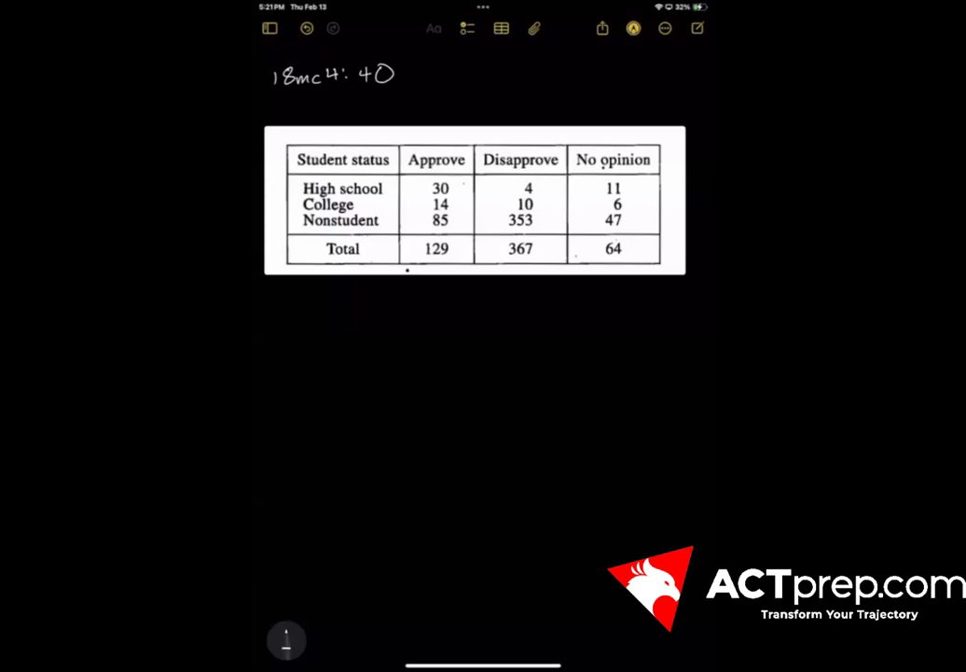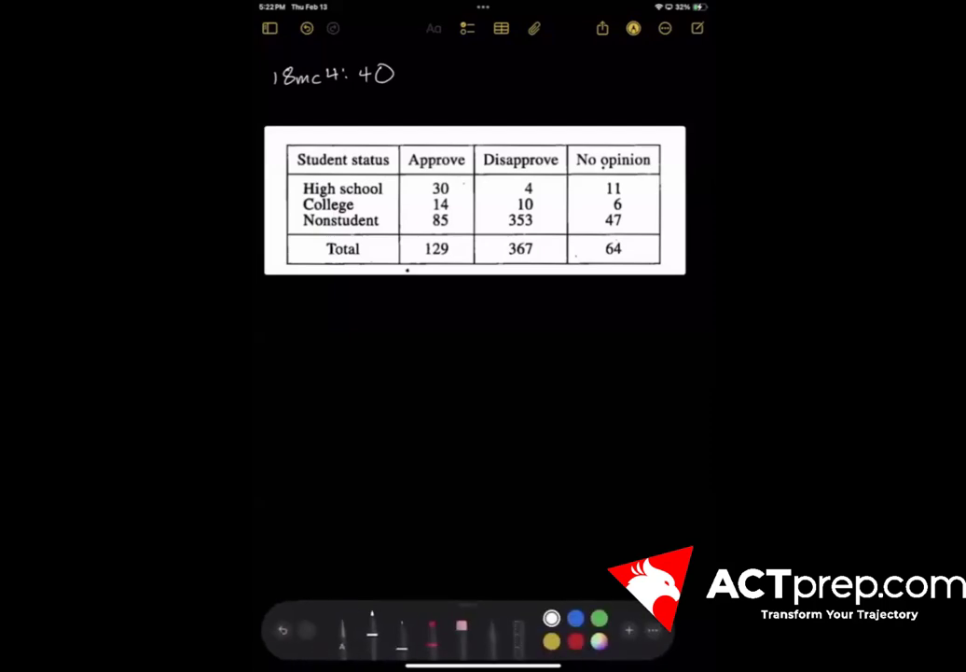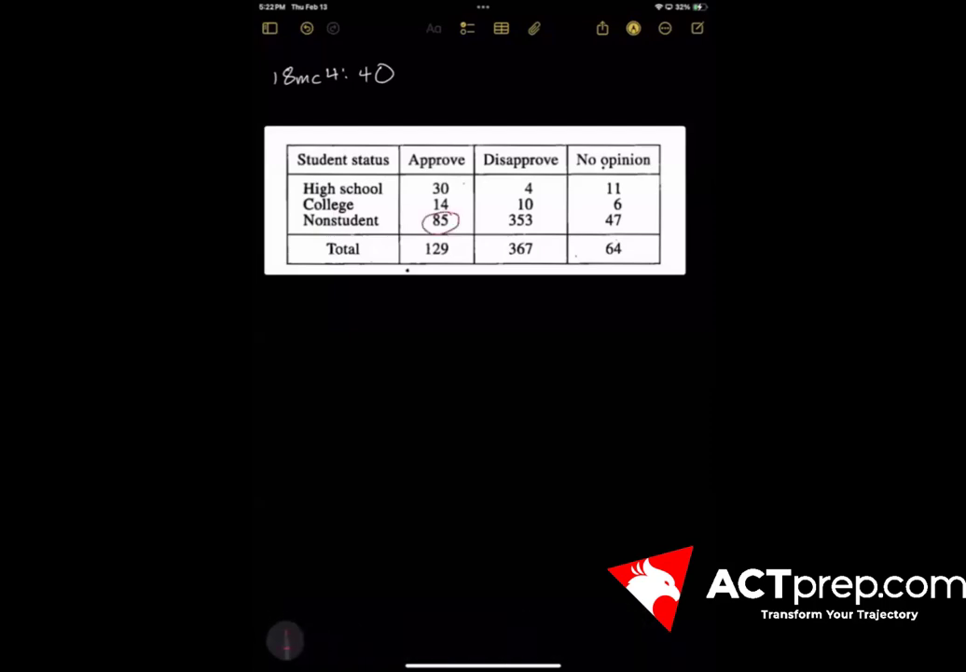All right, so for question number 40, there is a lot to unpack here. And so we're just going to treat it like a puzzle and slowly solve the pieces that we know to be able to figure out the pieces we don't. So 15 residents that replied approve were incorrectly classified as non students. So we know that 15 of the 85 were classified as non student, even though they were a student.